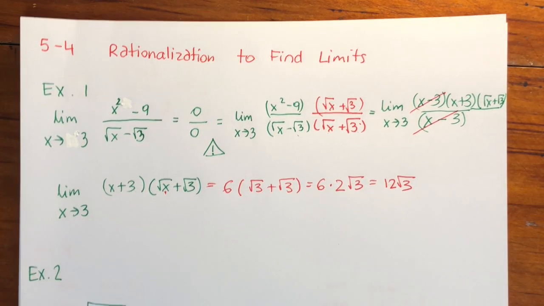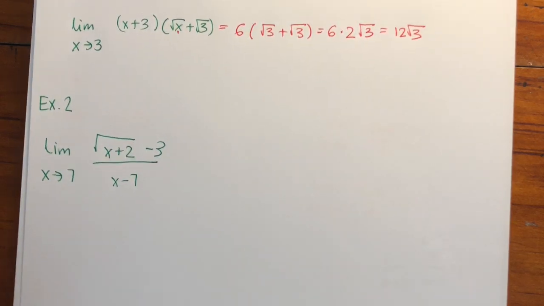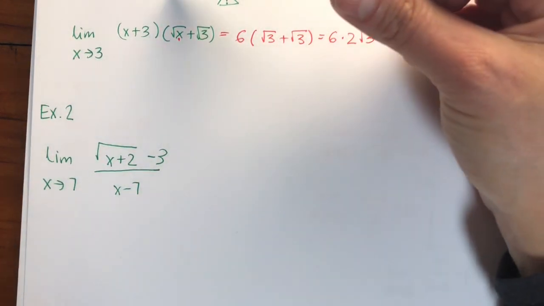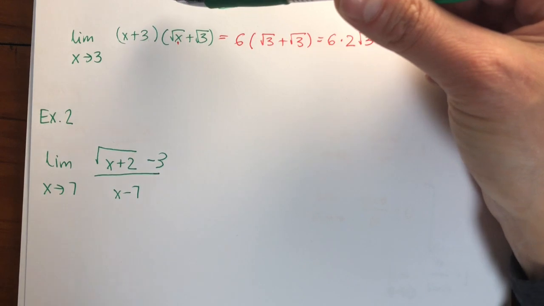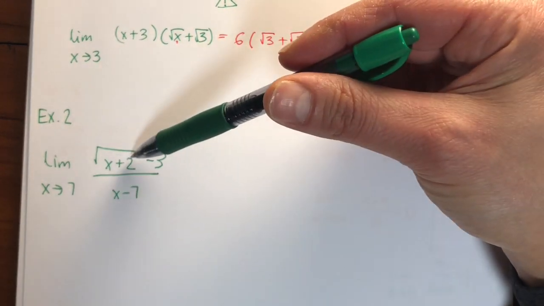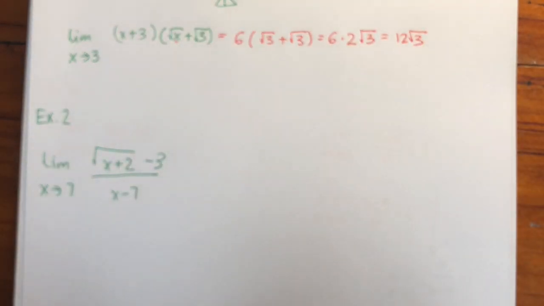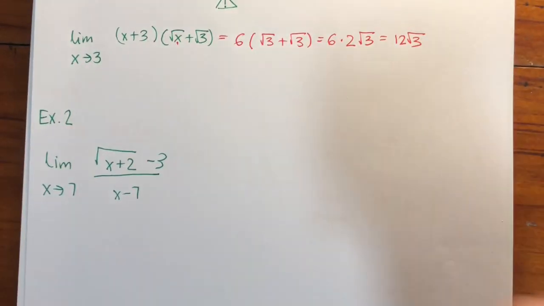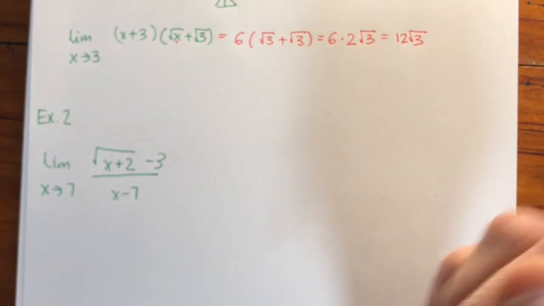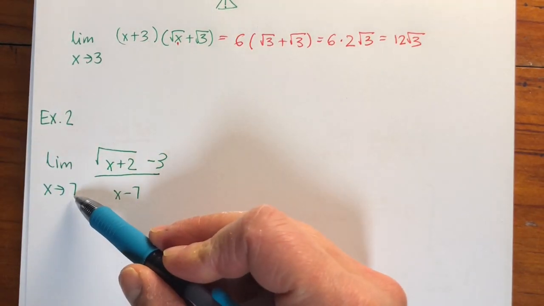All right, let's look at another one, and this one is interesting because usually what we do is rationalize the denominators like we did in the first example, but in this case the radical is in the numerator, and for the purpose of limits we are going to rationalize the numerator. So, well, we will if we need to. So let's see if we do.